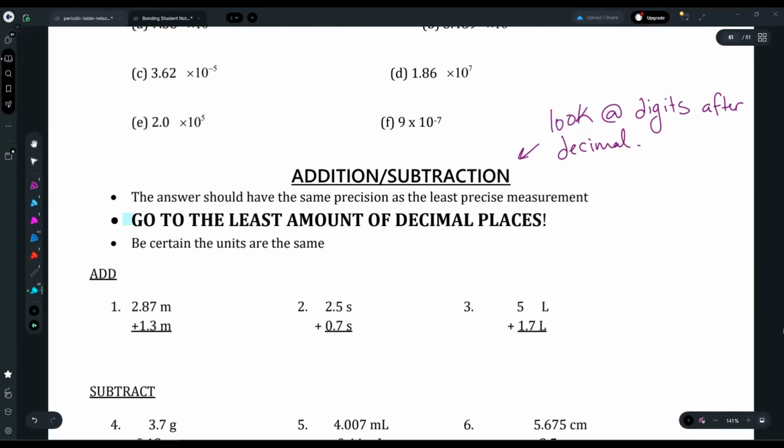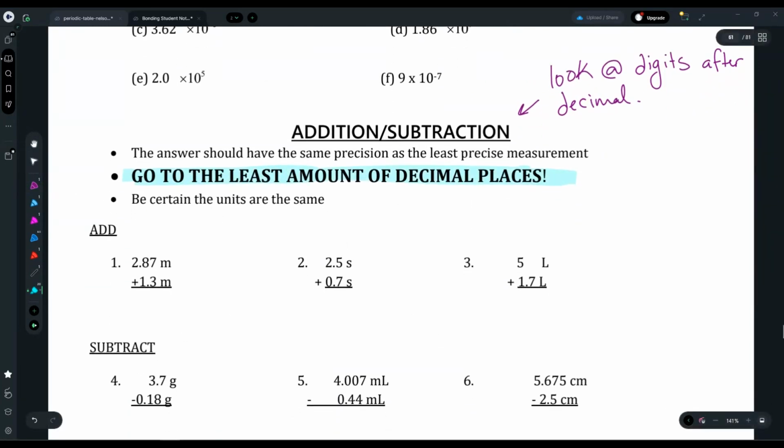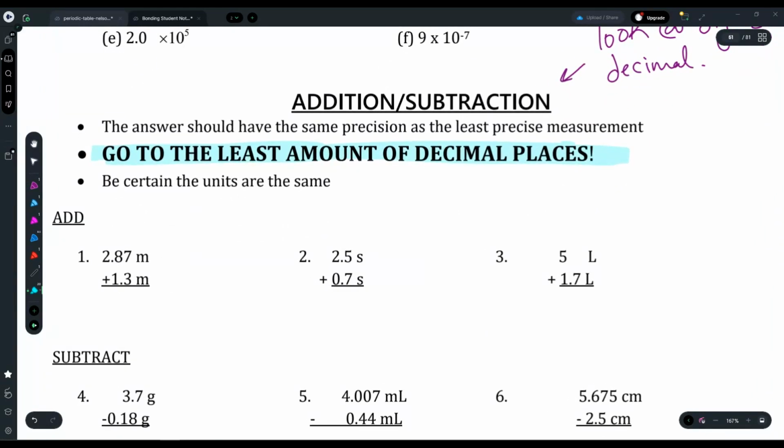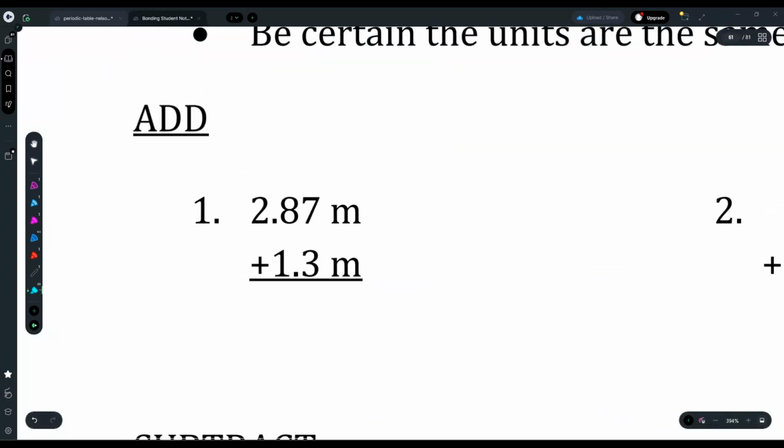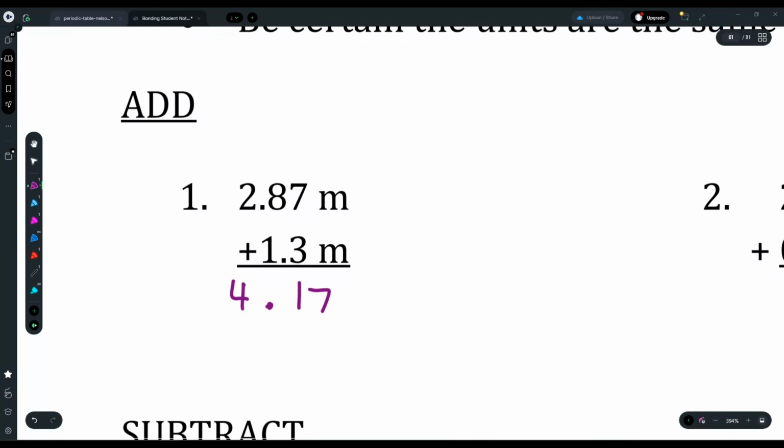Okay, and we're going to be going to the least amount of digits after the decimal place. We also got to make sure whenever you add or subtract that your units are going to be the same. So let's look at this example here. If we add 2.87 with 1.3, we're going to get 4.17.